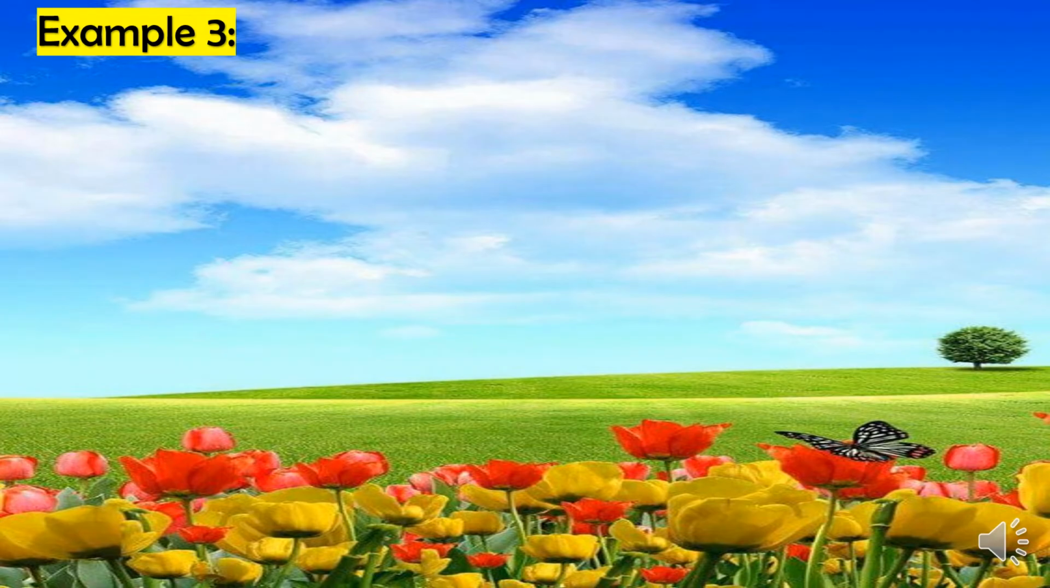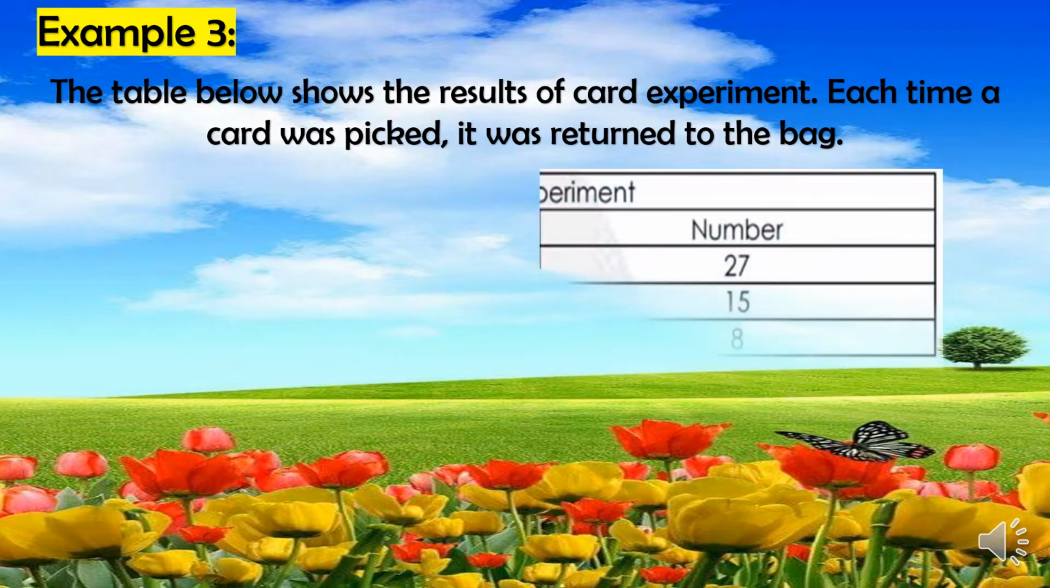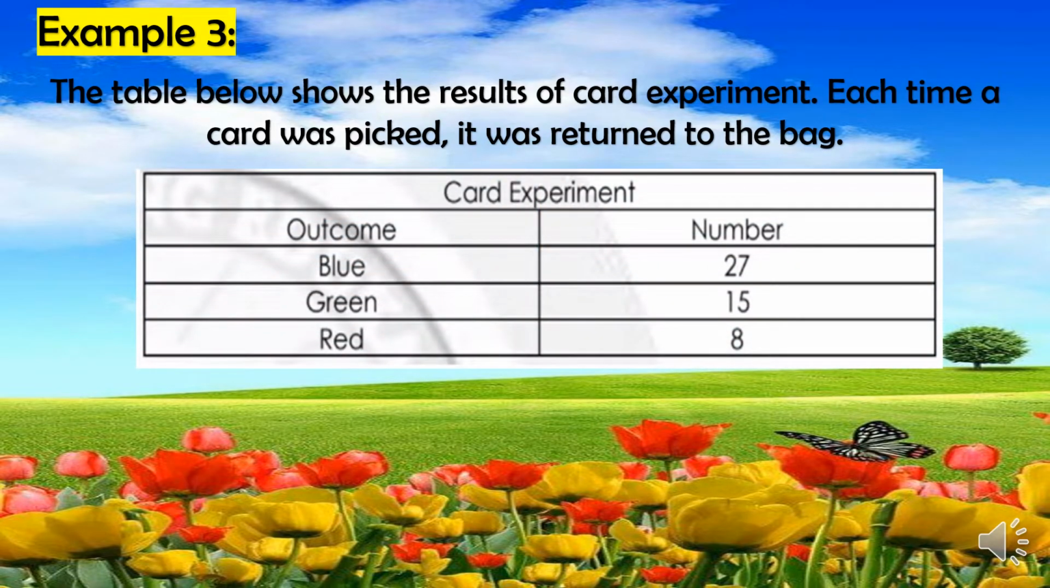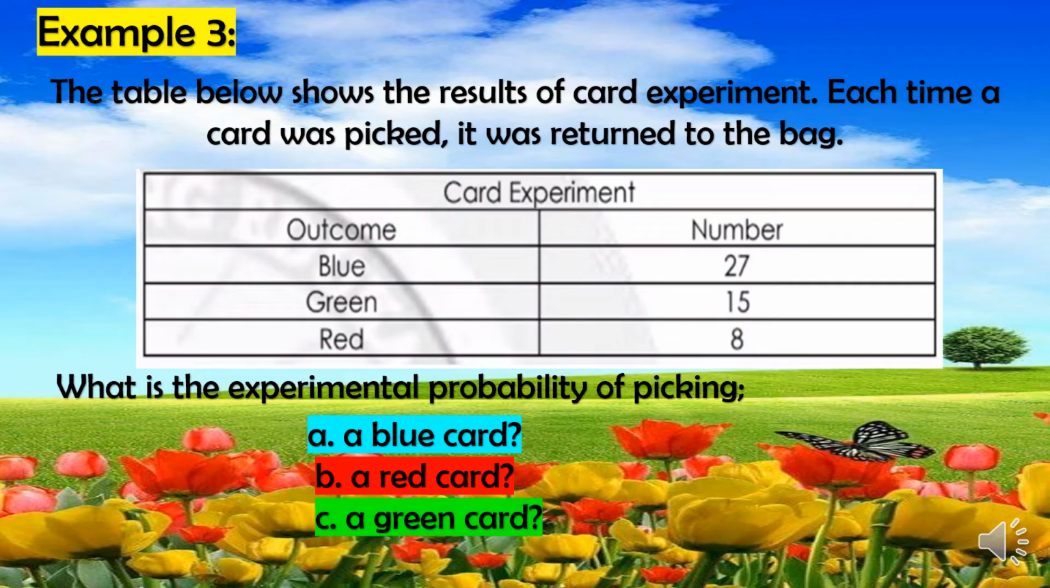For example number 3, the table shows the result of a card experiment. Each time a card was picked, it was returned to the bag. So we have the card experiment, the outcome, and the number. So the blue, the green, and the red. For blue, we have 27. Then green, 15, and then red is 8. So what is the experimental probability of picking A, a blue card, B, a red card, and C, a green card?